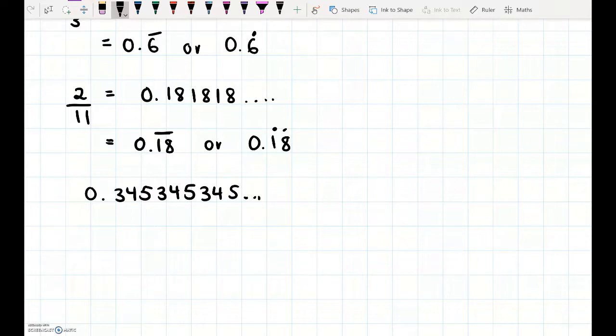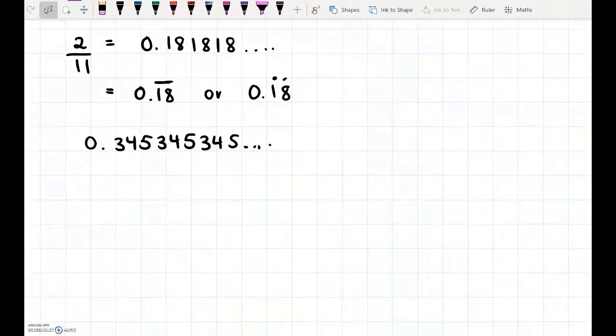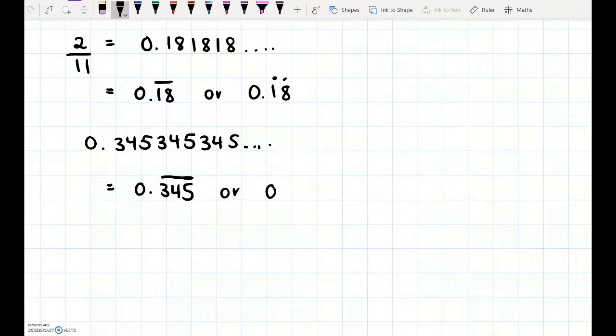Okay, you'll also get sometimes there'll be a recurring number like 0.345, and that goes on forever. Okay, and we write this in the same way, so it's equal to 0.345, and in this case the bar goes across all three numbers. That means those three numbers repeat. Okay, or 0.345, and we put the dot above the first and the last number in the sequence. Okay, so these are recurring numbers.